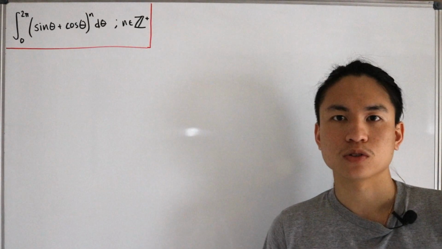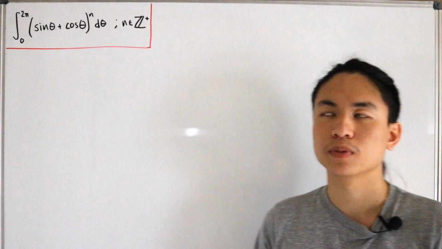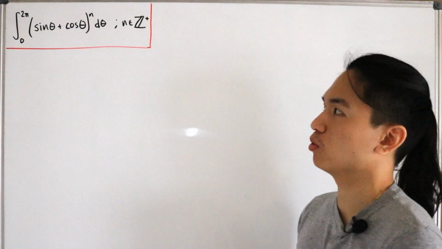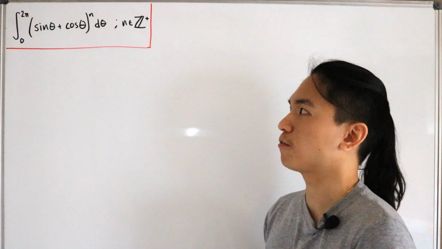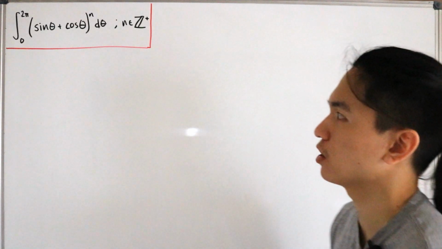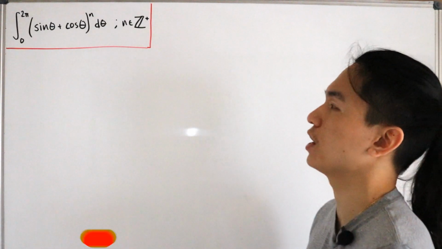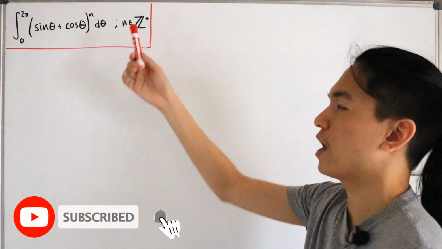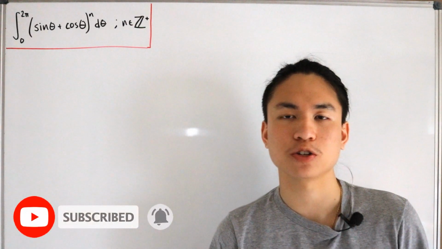Okay, so welcome back to another video. So here today we have a definite integral from 0 to 2 pi of (sine theta plus cosine theta) to the power n d theta, with the parameter saying that n has to be a positive integer.